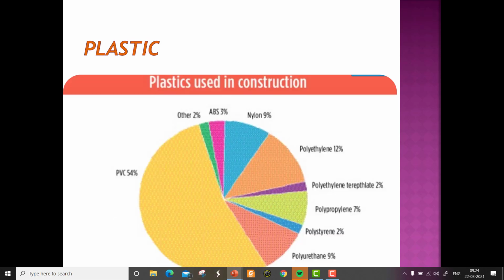So you can see a proportion of the various plastics used in construction. PVC is used at 54 percent, while ABS, nylon, and polyethylene are at 3, 9, and 12 percent respectively. So we find that plastic has its own role as a building material, but not as a primary building material like steel and concrete. And also it is used for aesthetics, insulation and other purposes.